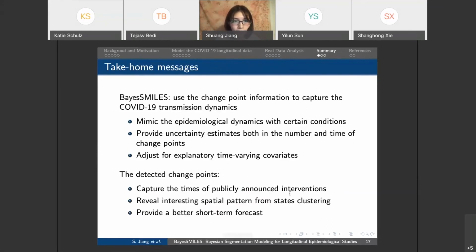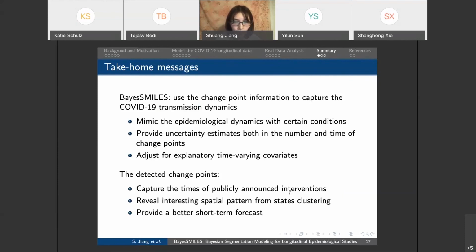To wrap up, our Bayes-MILES model uses the change point information to help us understand the disease dynamics. When the data are partitioned into different segments, we're really trying to mimic the disease dynamics under changing conditions. Our Bayesian method can also provide uncertainty estimation in our model parameters. And in our regression framework, we're able to incorporate different types of explanatory variables to adjust for their effects.